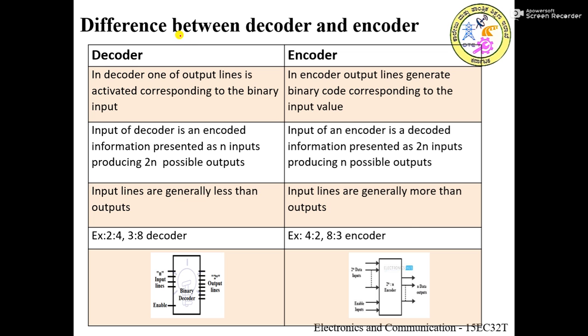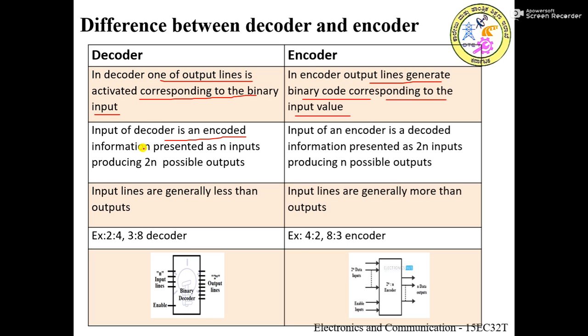Okay, next, the difference between decoder and encoder. This is again an important question for 5 marks. In a decoder, one of the output lines is activated corresponding to the binary input. In the case of a standard encoder, output lines generate a binary code corresponding to the input value. Means these will work exactly in the reverse way.